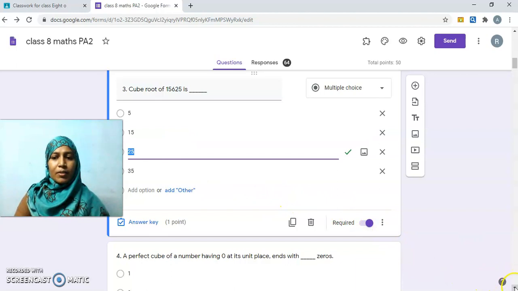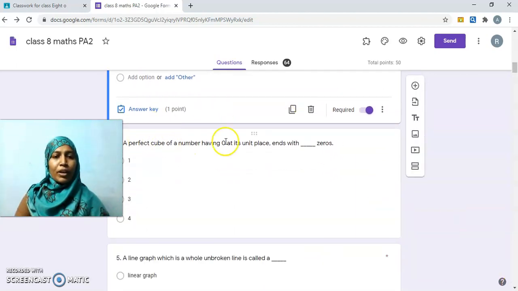The next question is, a perfect cube of a number having 0 at its units place ends with dash zeros. I'm going to find the perfect cube for a number, and that number is going to have 0 in its units place. For example, it can be 40, or it can be 110, or it can be 2220. The thing is that in the units place they are having 0. If I cube such a number, how many zeros will be there in that cube number?